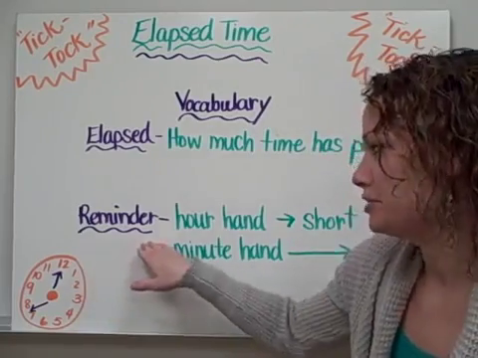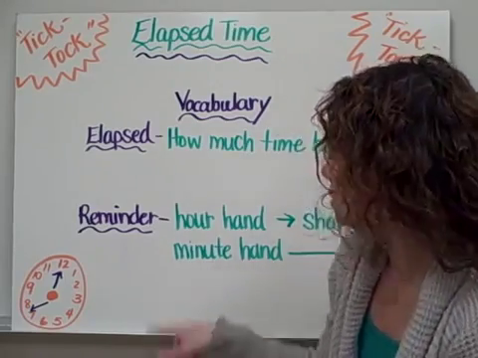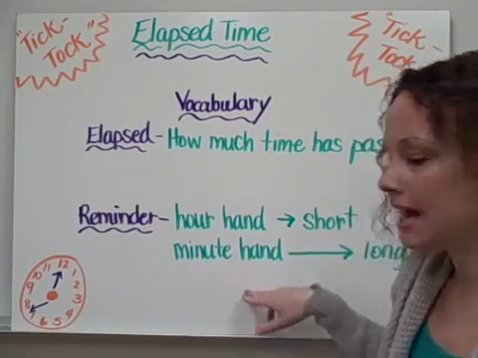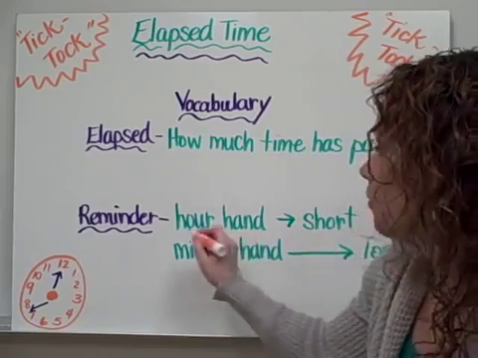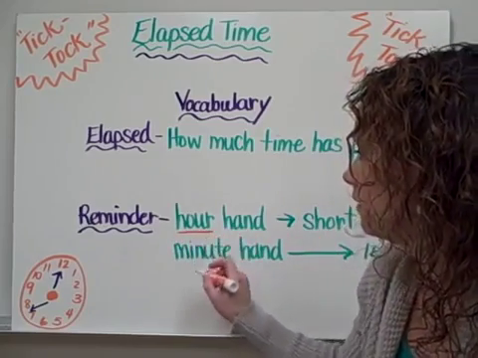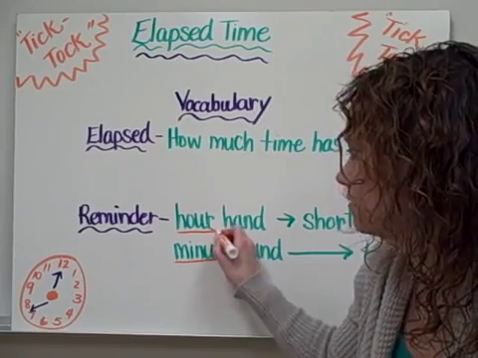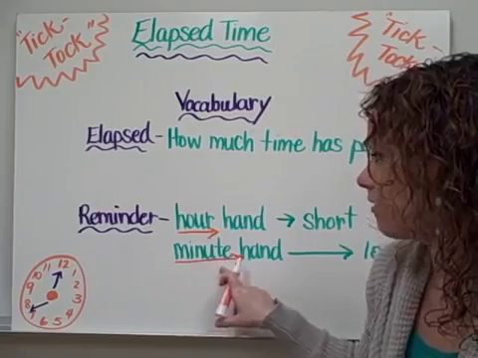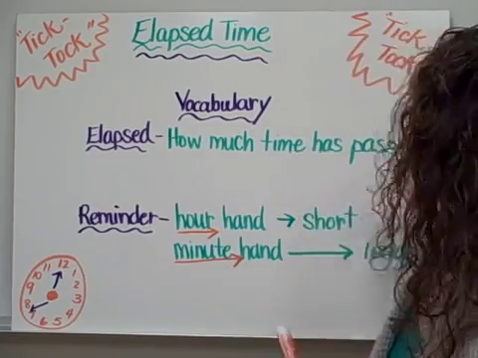A little reminder to you, when dealing with elapsed time, often that time is shown with a clock. So just a little reminder that the hour hand is the short hand and the minute hand is the longer hand. And the way I help my students remember that is the word hour actually looks shorter than the word minute. So if you were to underline those words, you would see that the word hour has a shorter arrow than the word minute. Just a little trick I like to use sometimes.